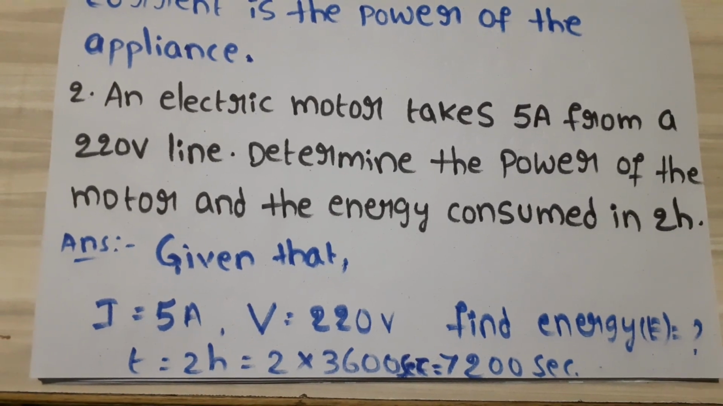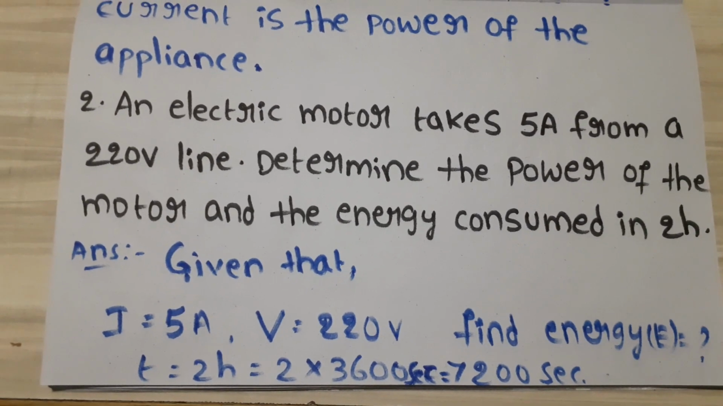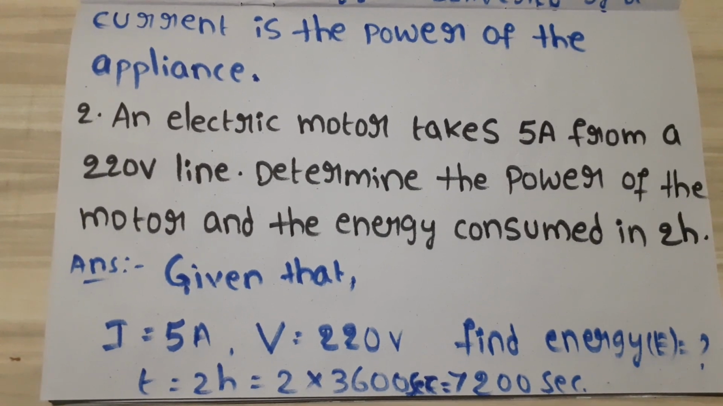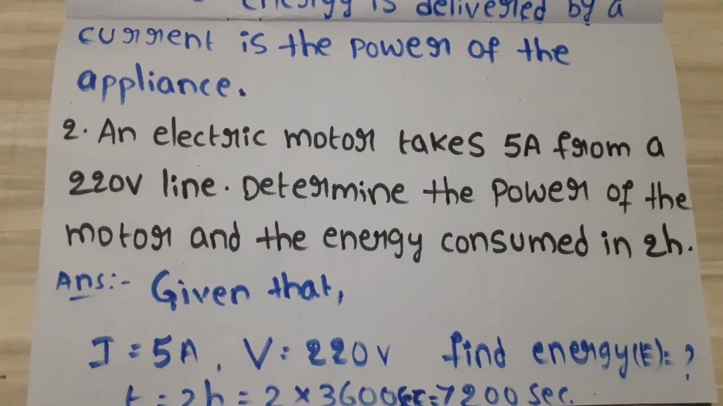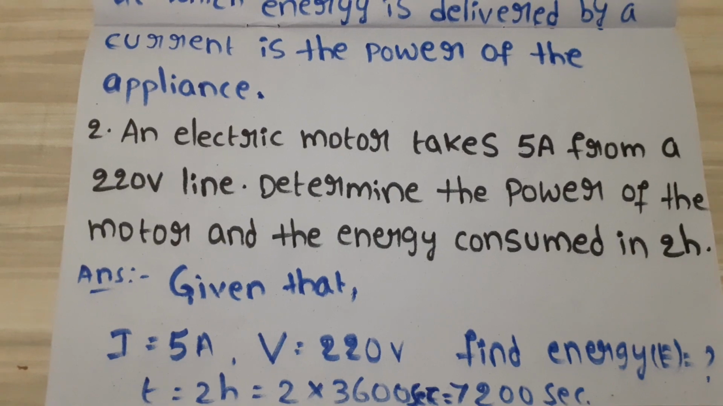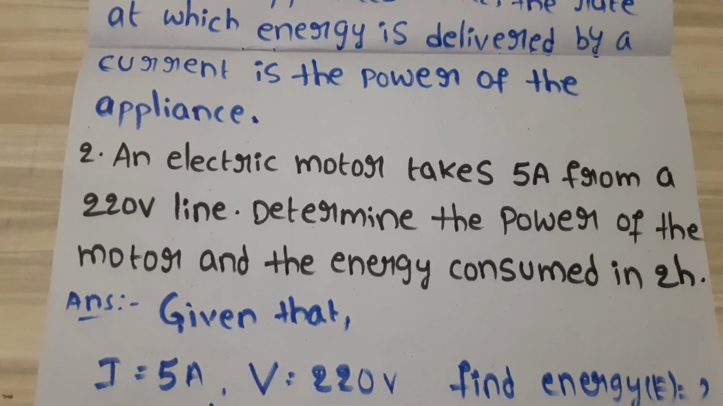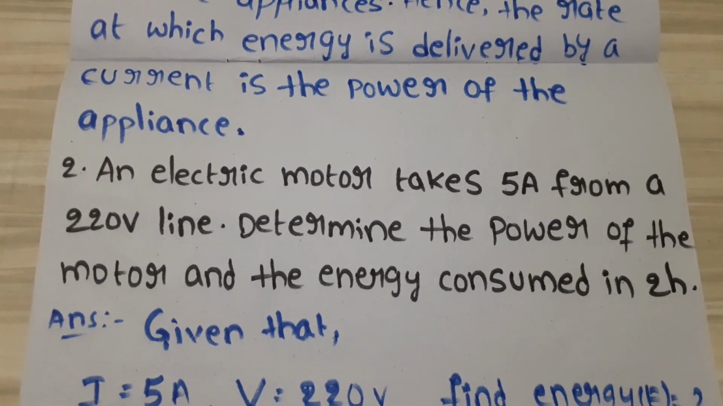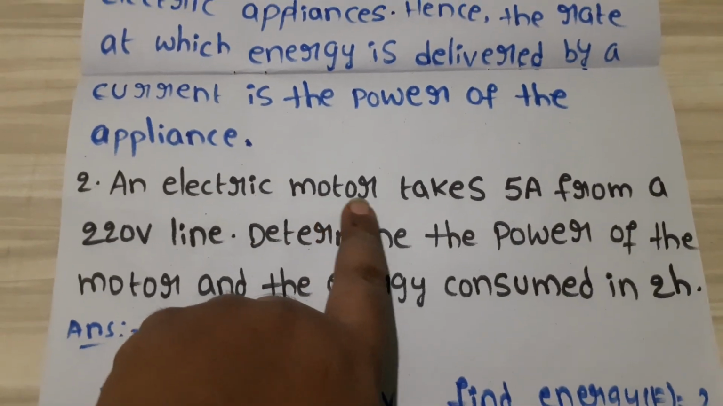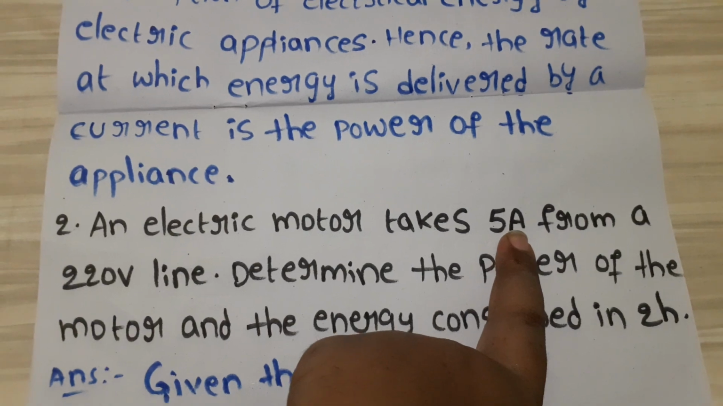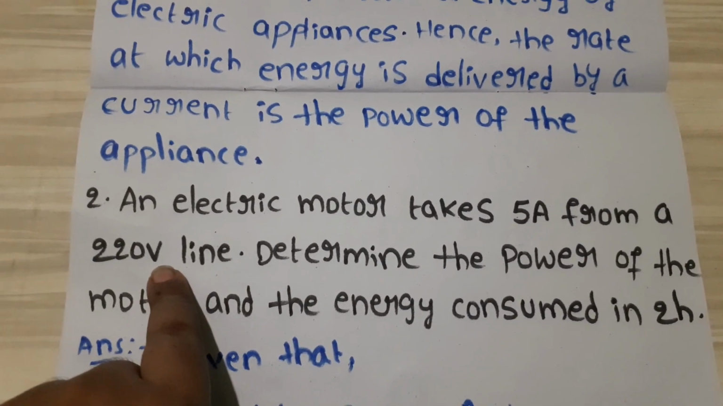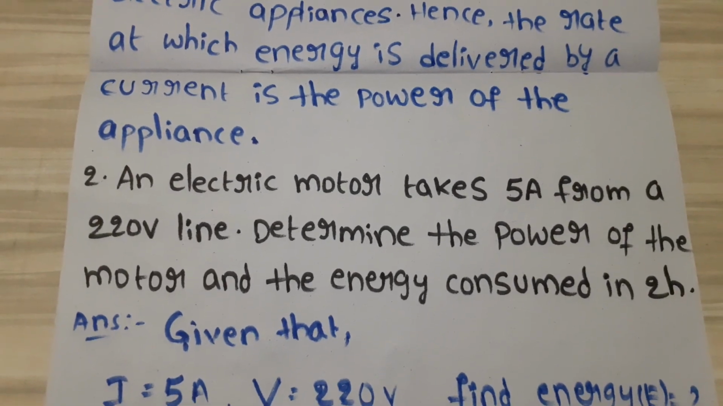Next question. An electric motor takes 5 ampere from a 220 volts line. Determine the power of the motor and the energy consumed in 2 hours. In this question, we have to find the power. Power equal to the formula VI. In the question, the current is 5 ampere and the potential difference of the line is 220 volts. So we will easily find the power.